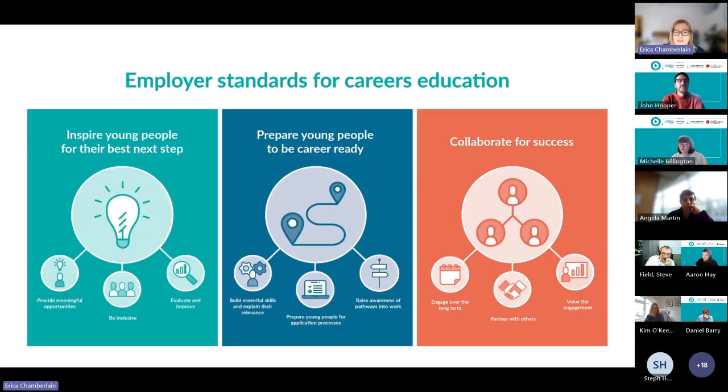It's just at its top level that you can see, and on our website, when you go and look at the employer standards, and on the portal you can download the steps below these high level 9 elements of the standards. So the 9 standards are grouped under 3 pillars, as I said, the first one being inspiring young people for their best next step. And this means providing meaningful opportunities to help young people see and experience different sectors, businesses and the world of work, ensuring no young person is left behind.